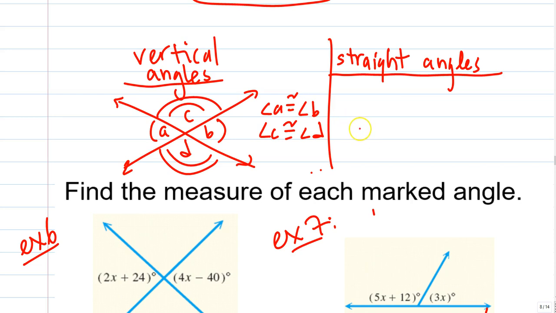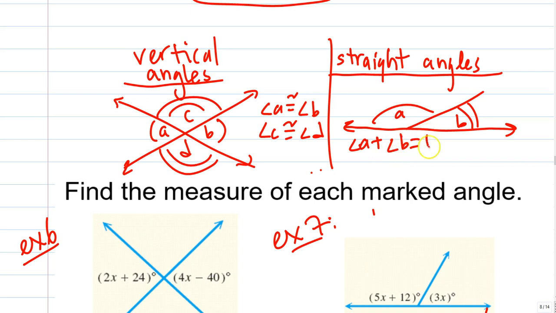Straight angles is if I ever have any two angles that add to make a straight line. They are not equal. They could be, but they're not always. But if they are straight angles, then we know that they add to 180 degrees. These angles are supplementary is the word. Okay, so vertical angles, the angles opposite of each other are the same. Straight angles, the angles are supplementary or add to 180.